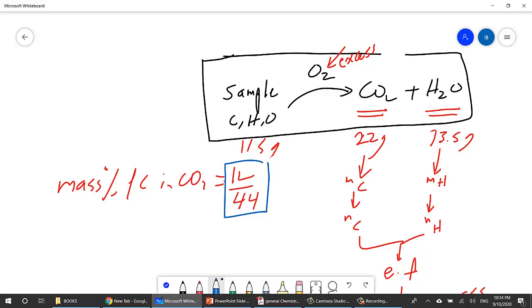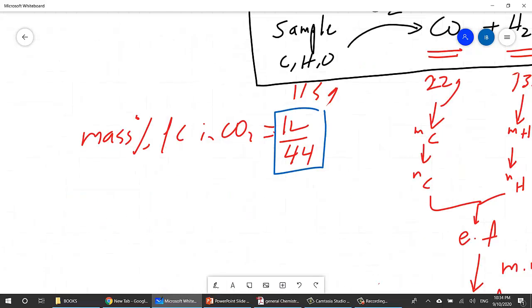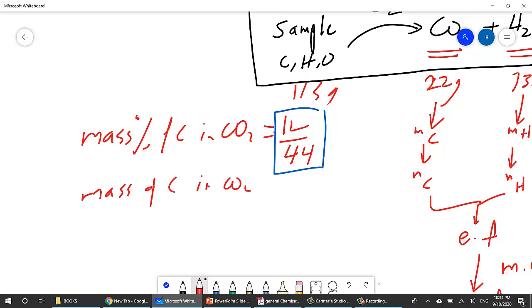So in this case, I say the mass of carbon, not the mass percent, but the mass of carbon in CO2 is equal to 12 divided by 44 times the mass, which is 22 grams. This is easy mathematics. The 22 goes with the 44, leaves 2, and this will give you 6 grams.